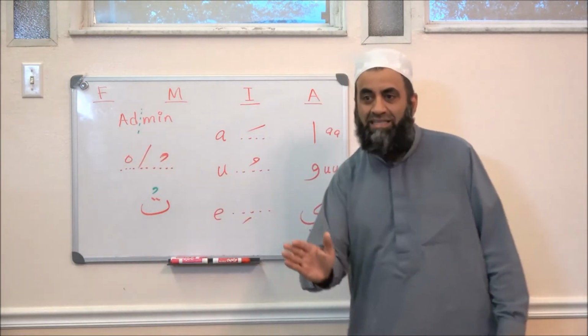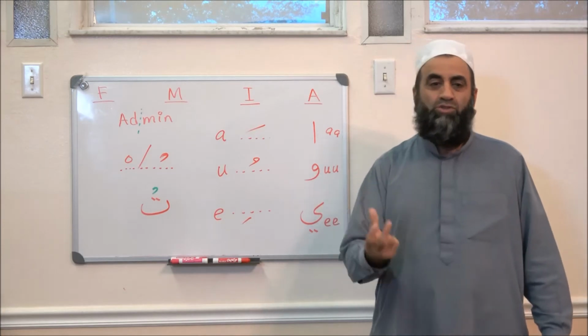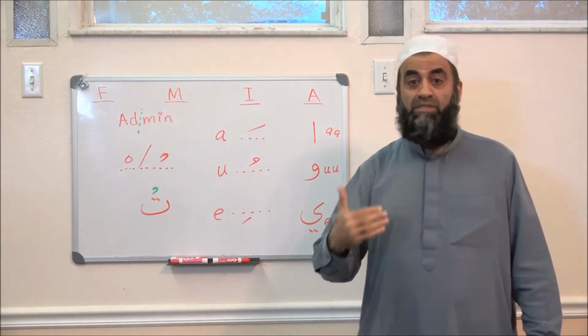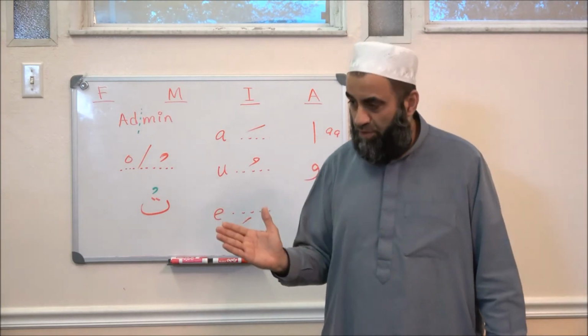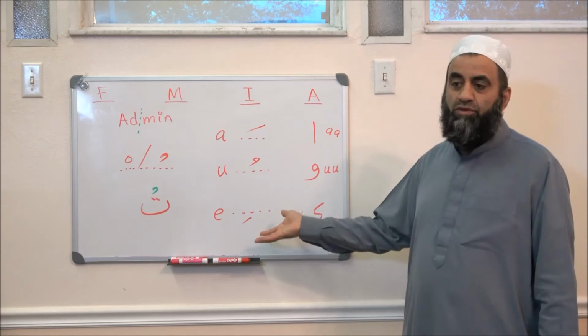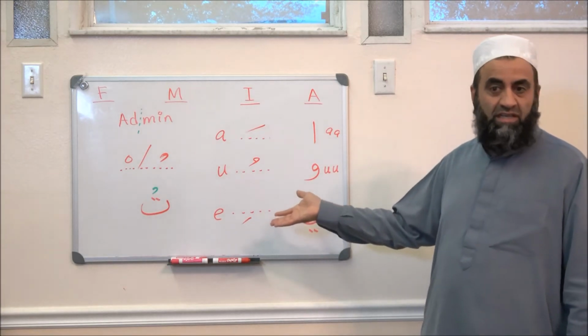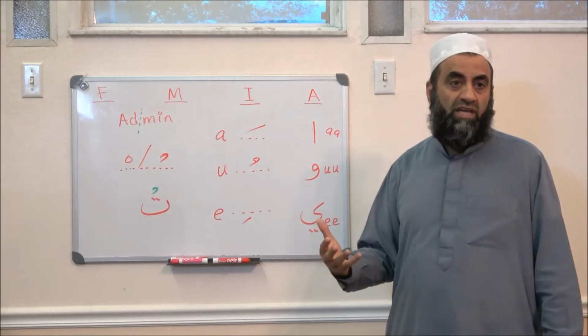So it becomes admin. Similarly in Arabic, when a letter has sukoon, meaning the absence of a short or long vowel, I just take it with the previous syllable. Okay, so this is more or less the review of what we have done last time. This is very, very important. That's why I decided to review it again.